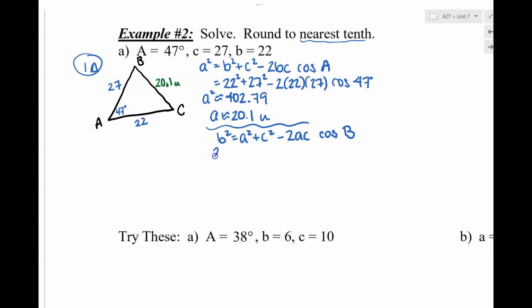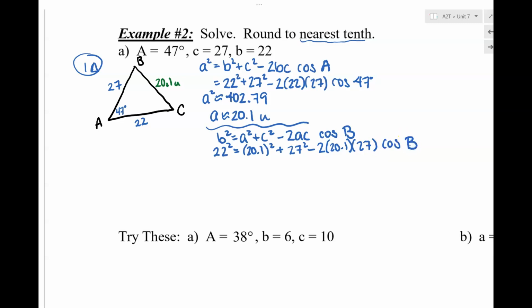I know little b is 22. I know that little a is, no, I don't, 20.1, because we just solved for that. We know little c is 27. Minus 2 times 20.1 times 27 times the cosine of big B.